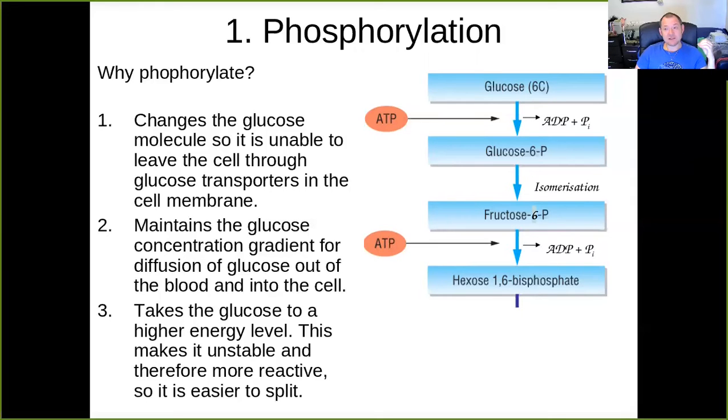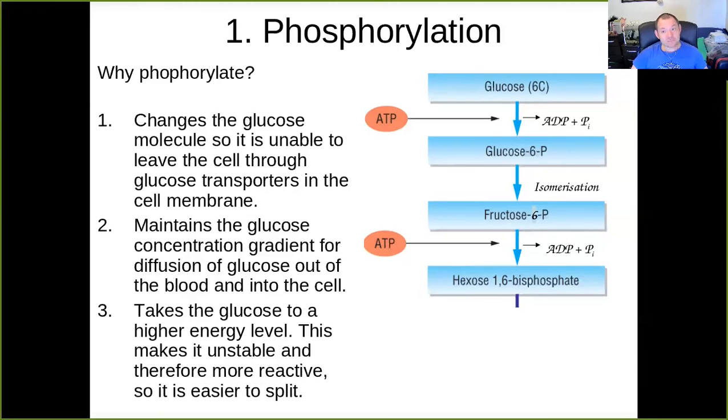Plus, this maintains the gradient because normally you would reach equilibrium, same amount of sugar outside, same amount of sugar inside. But there isn't any sugar inside. There is no glucose inside, there's glucose phosphate. Glucose is outside. So it can keep coming in, because as soon as the glucose enters the cell, it's changed into another molecule, so the concentration gradient is maintained.